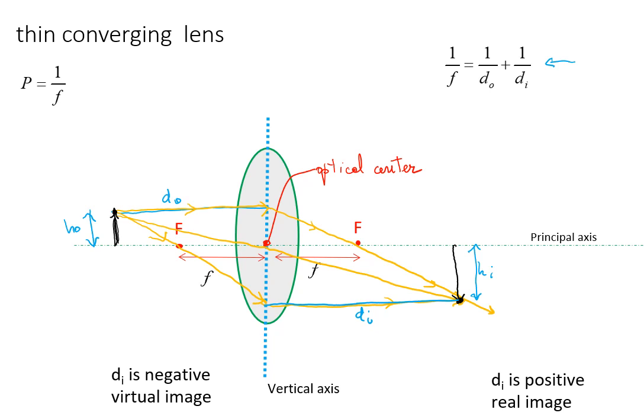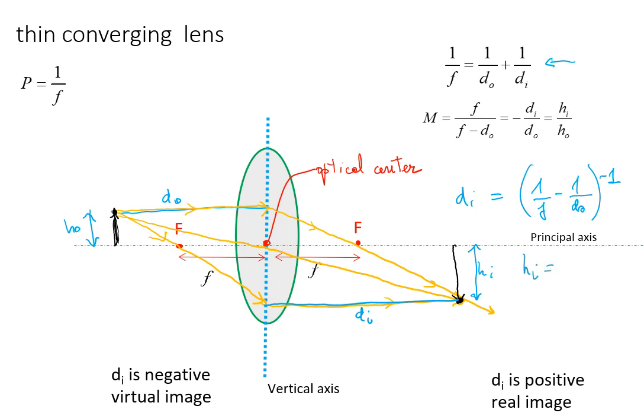So we have that di is equal to (1 over f minus 1 over do) to the minus 1. On the other hand, to compute how big is the imaged object, we need a magnification equation, which says that the magnification is minus di over do. And therefore, since this is also equal to hi over ho, we have that hi is equal to minus di over do times ho.